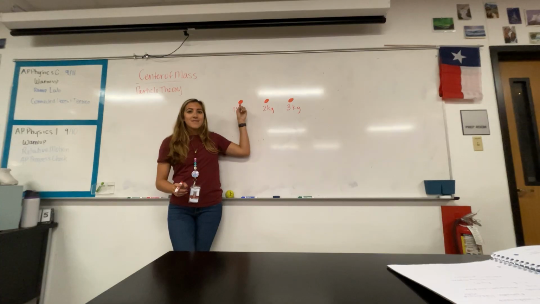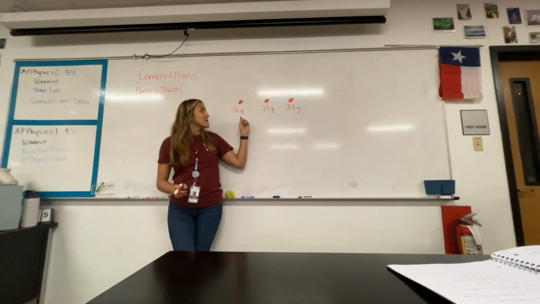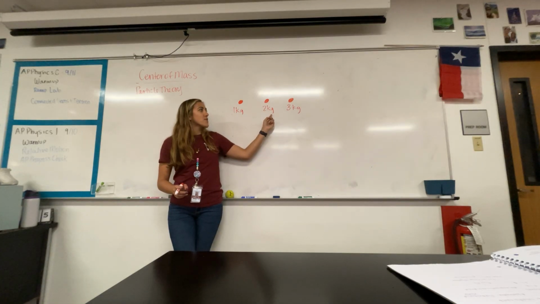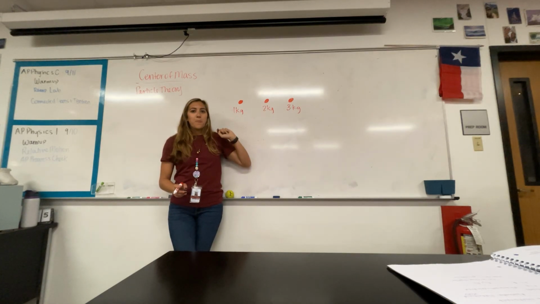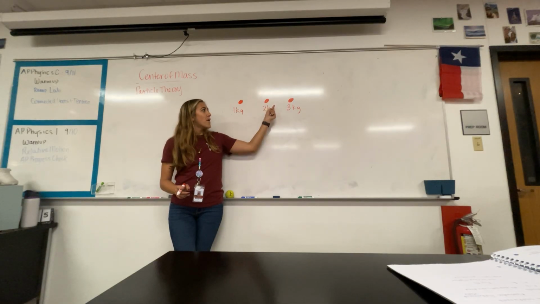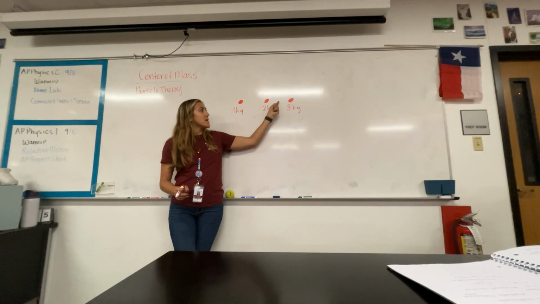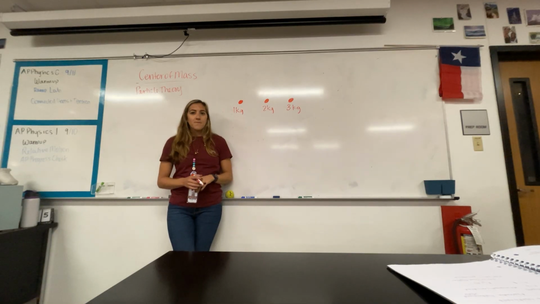But where is its center of mass? Which way would it be skewed? This is 1 kilogram, 2 kilograms, 3 kilograms. So I would expect my center of mass to be skewed this direction, right? It's probably sitting somewhere between 2 and 3 kilograms.